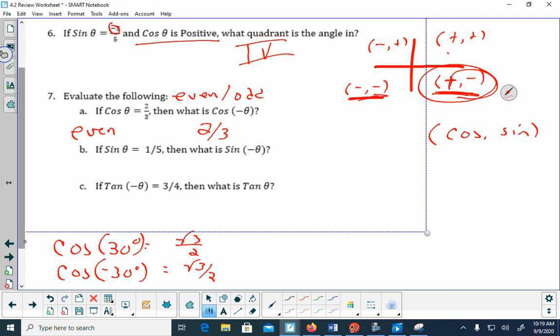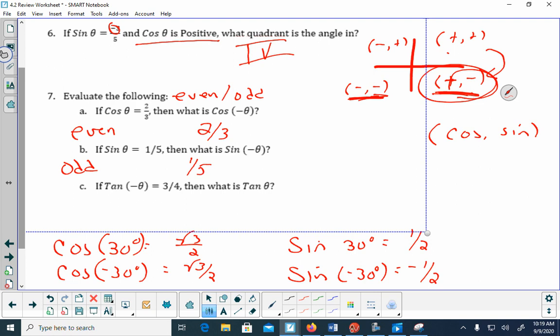Okay, let's do the same thing for sine. The sine of 30 degrees is a positive 1/2. If I do the sine of a negative 30 degrees, now I'm dropping down into the fourth quadrant right here, and the sign is negative, so this will be a negative 1/2. It has the same absolute value, 1/2 and 1/2, but one is positive, one is negative. That's an example of an odd function. So sine is an odd function. So if the sine of theta is 1/5, then when I take the sine of the opposite of that angle, it's still going to be 1/5, except I have to change the sign and make it a negative 1/5.